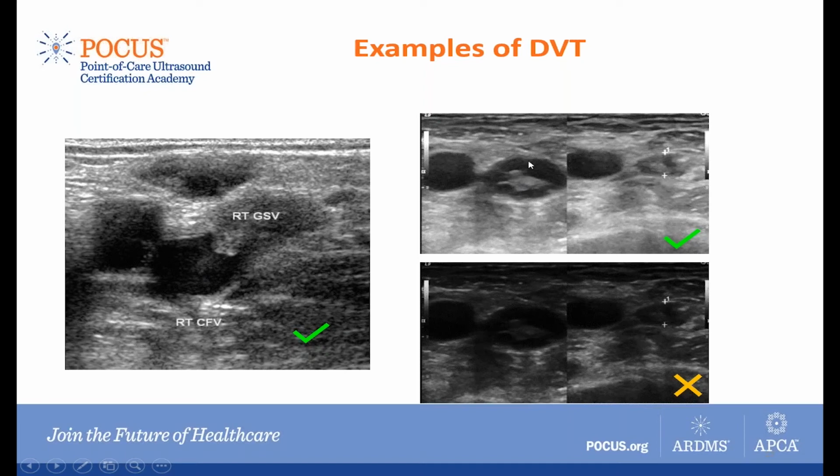Over here, I've just shown you the same image. As you can see, it's hard to tell what is going on, but of course it's non-compressible. We would have seen the clot better if we had the proper gain setting. So make sure your gain is not set too low, so you can increase the gain to make sure the clot and everything else is visible.